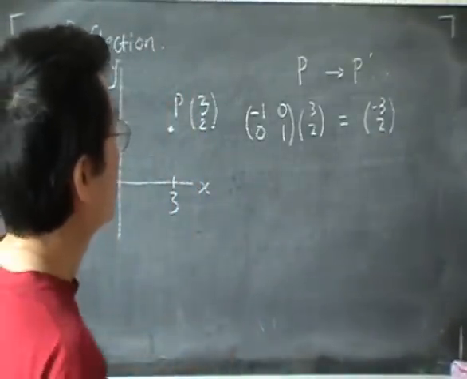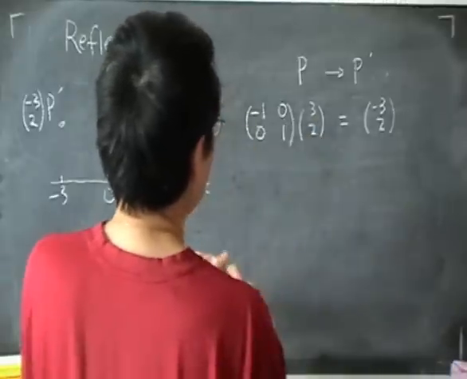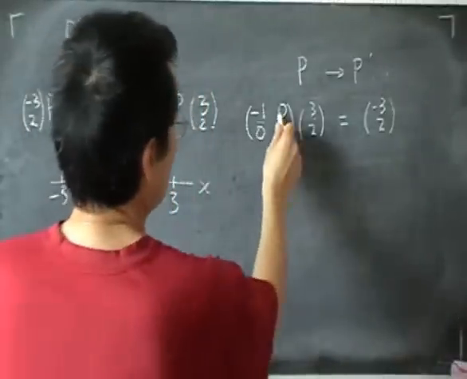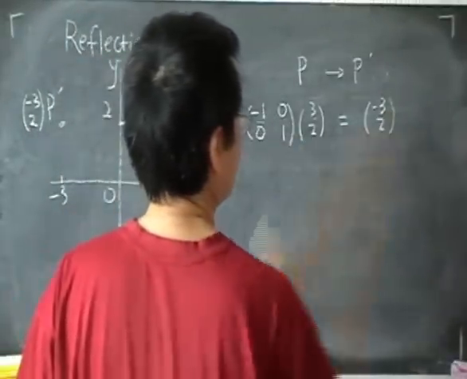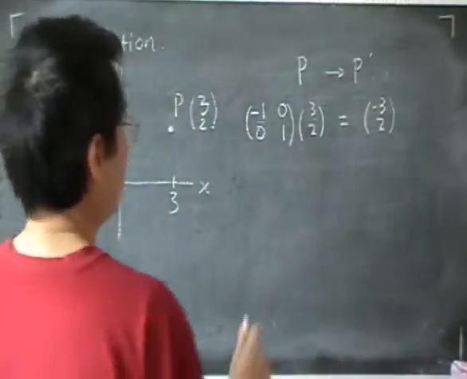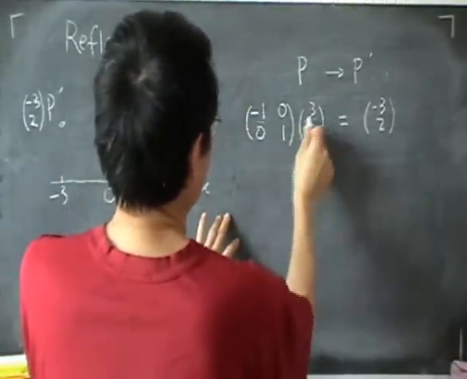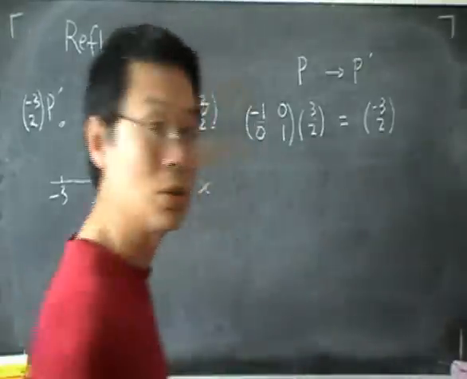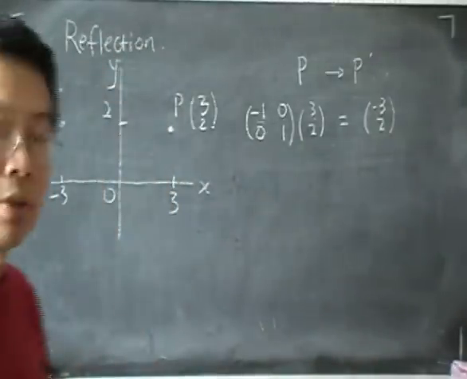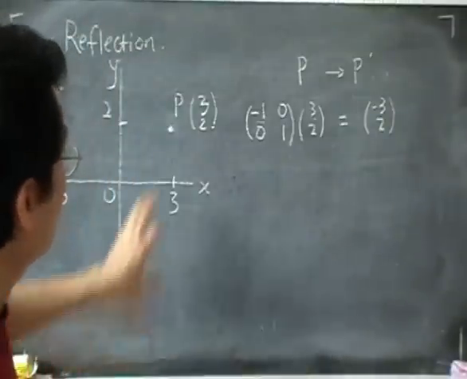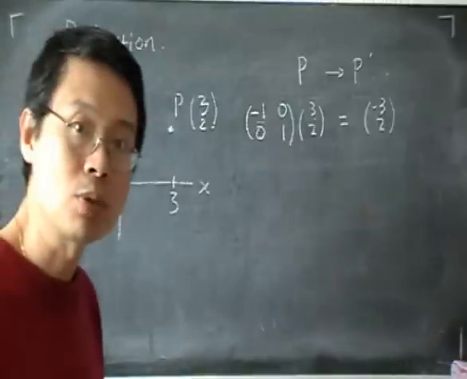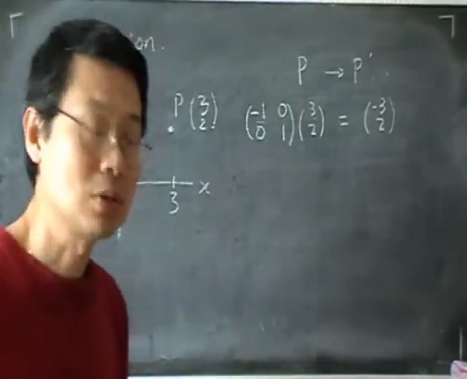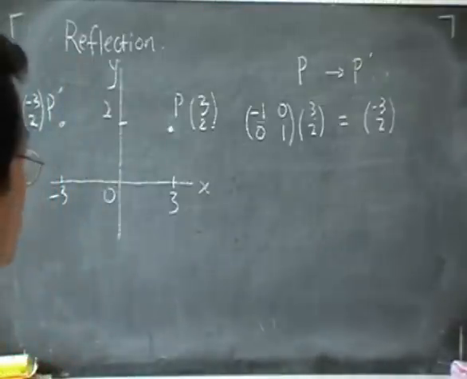So when I multiply this matrix, I will take -1 times 3, which is -3, plus 0 times 2, and the answer is indeed -3. And if you do that for the next row, 0 times 3 plus 1 times 2, you will get 2. So this is the correct matrix. And if I have a different point with a different coordinate, I can also use the same matrix to get the answer. Let's try another point.